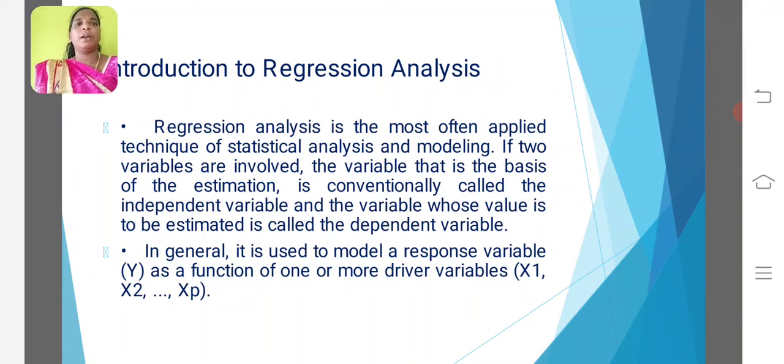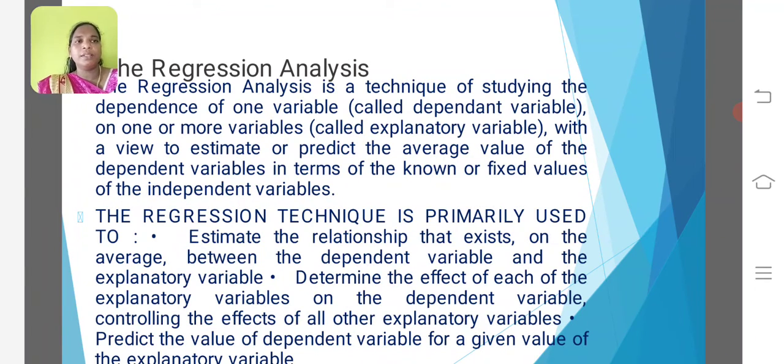And what is regression analysis? Regression analysis is a technique used in statistical analysis. When two variables are involved, the variable on which the estimation is based is called the independent variable, and the variable whose value is estimated is called the dependent variable. This technique is used for studying the dependence of one variable, called the dependent variable, on one or more explanatory variables. It estimates the relationship between dependent and explanatory variables and also determines the effect of these variables.